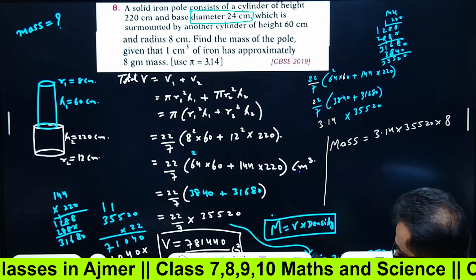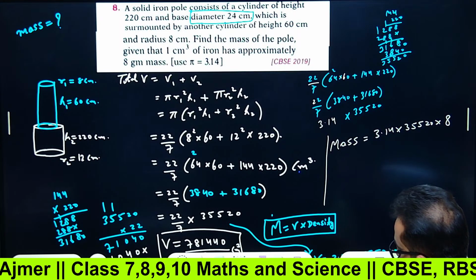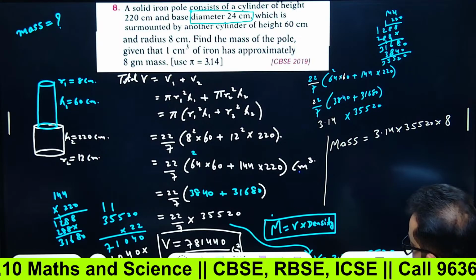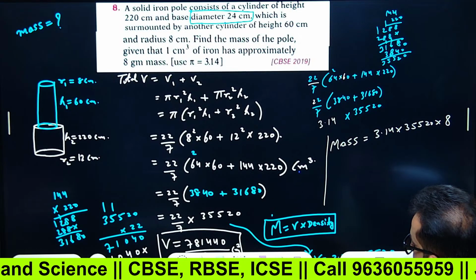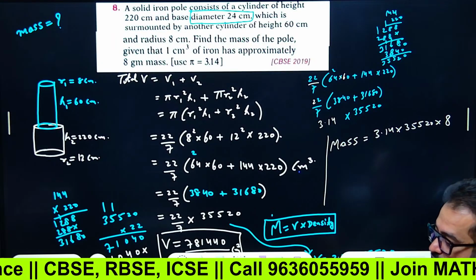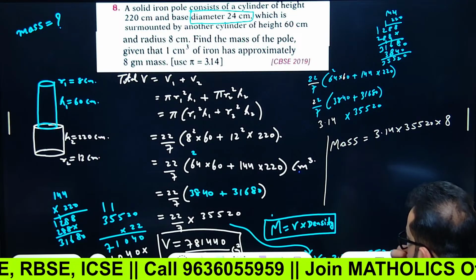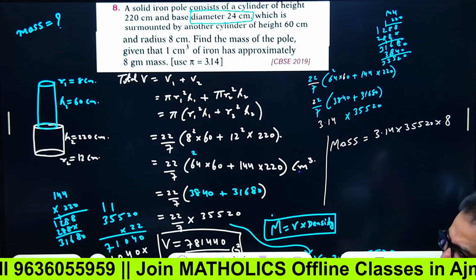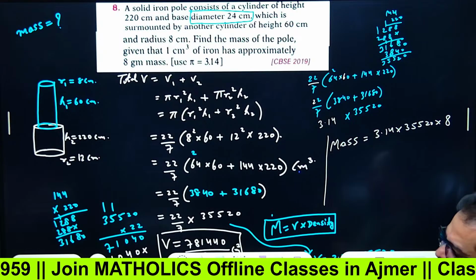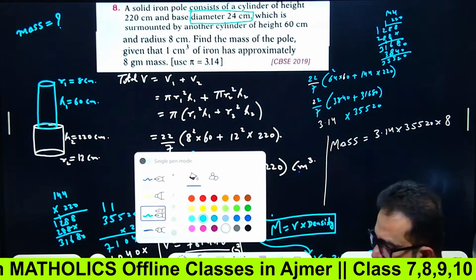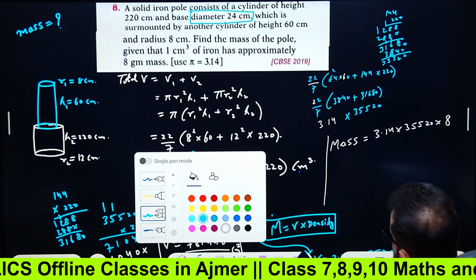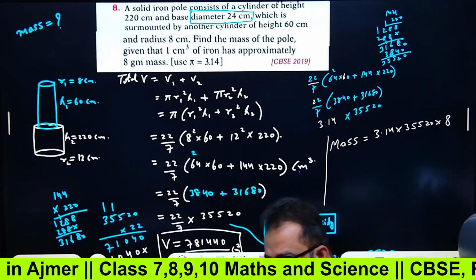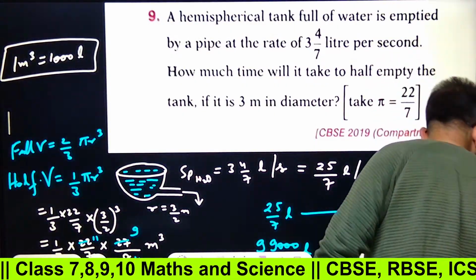892262.3. 892262.4. Okay, correct. Divided by 1000, 893. If you calculate with 22 by 7, then you get this answer, 893 something. Okay, this is correct. Done. That much is in grams, so divided by 1000, you'll get the answer in kilograms. So we can move forward towards another question.